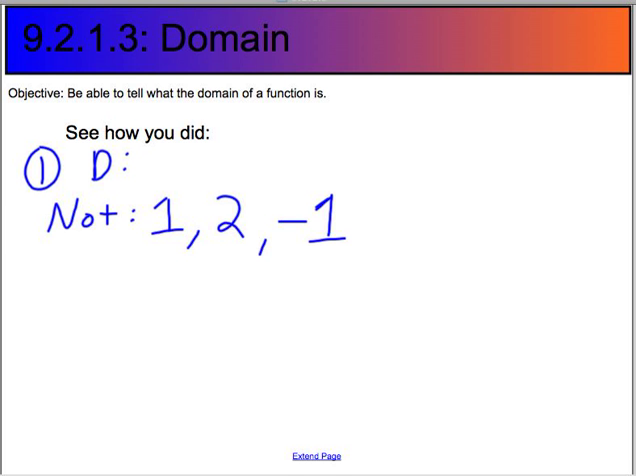Hopefully you came upon this without too much trouble. But if you try to plug in 3, 3 minus 5 is negative 2, the square root of that doesn't work. 3 doesn't work. 4 doesn't work. But 5 does.